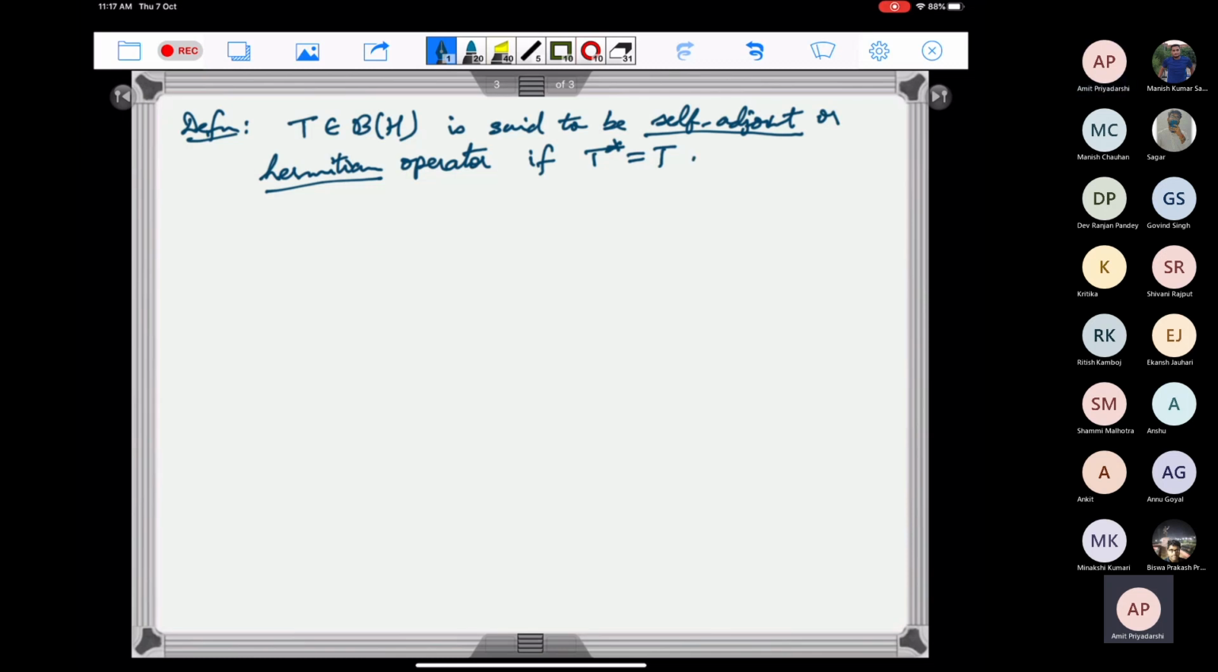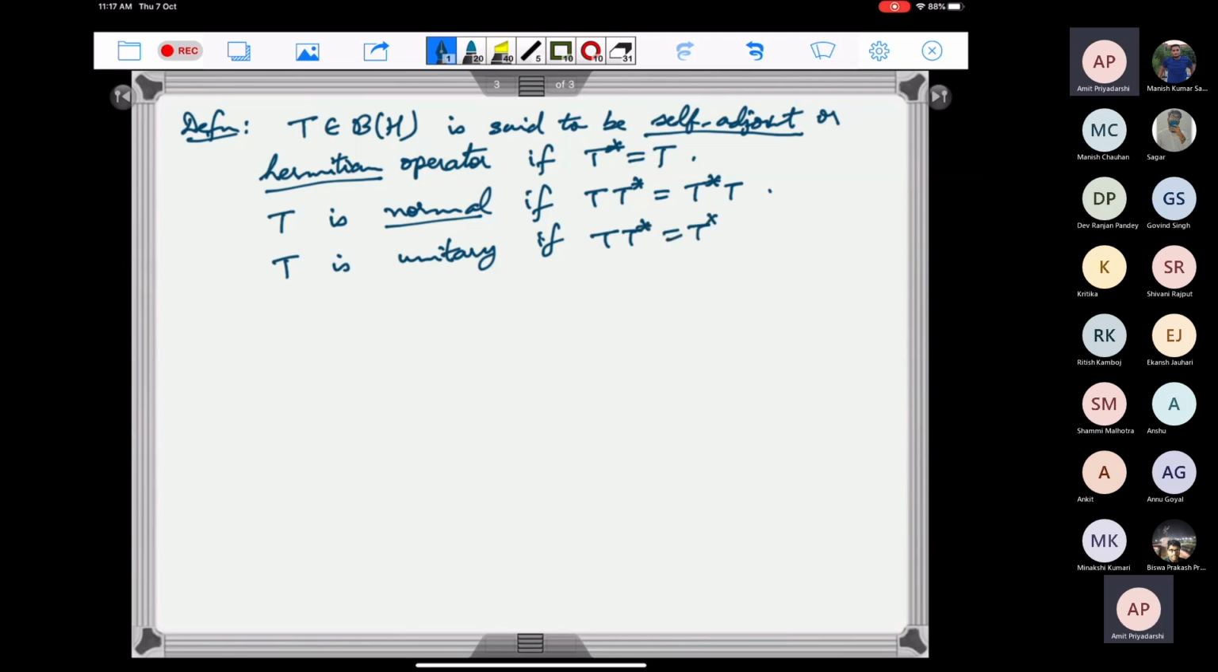And T is normal if T commutes with T star, so T star T is equal to T T star. Then T is said to be normal. And T is unitary if T star T is equal to identity, and same for T T star. That is the same thing as saying that T star is T inverse. So we have defined the self-adjoint, normal, and unitary operators.